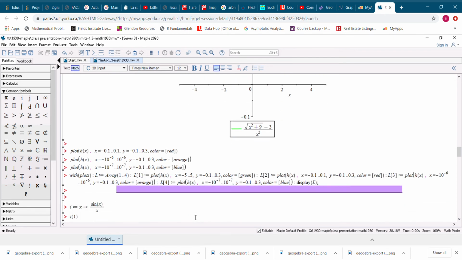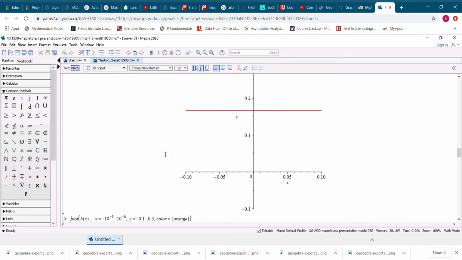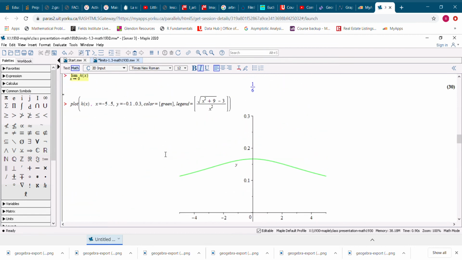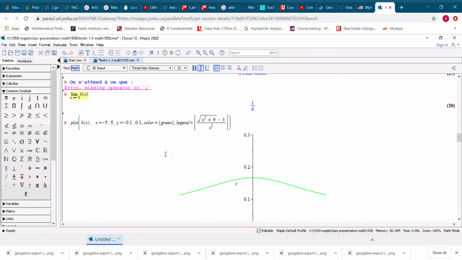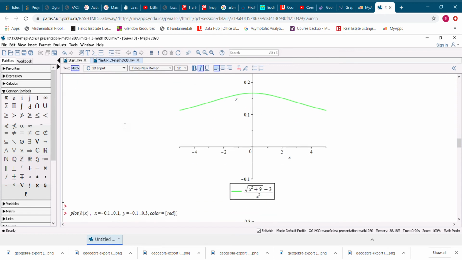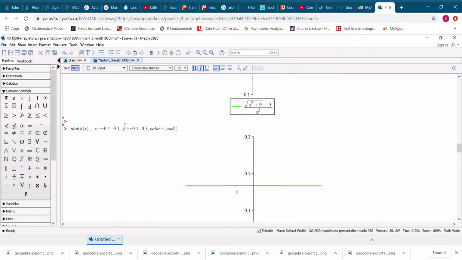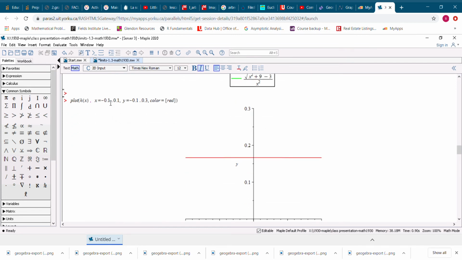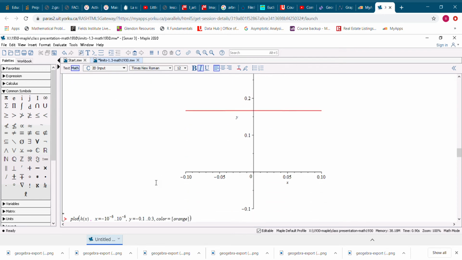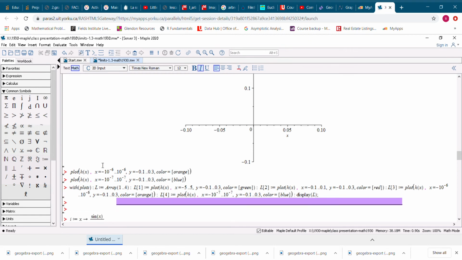Now I will group these plots. This is h. First we plotted the function on the interval from minus 5 to 5. Since we are interested in what is happening close to 0, I reduced the plot to a smaller interval, minus 0.1 to 0.1. Here is what we obtain: an almost linear, constant function. I reduced the interval even more.